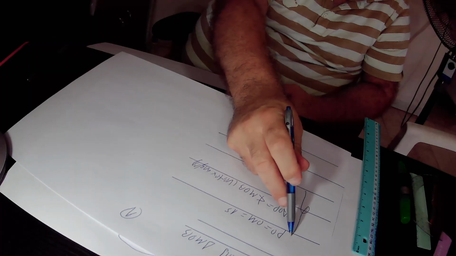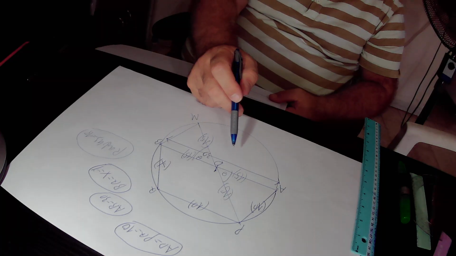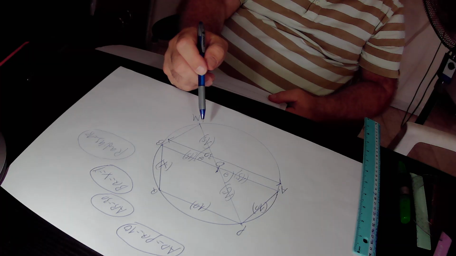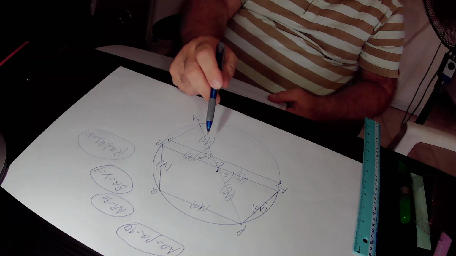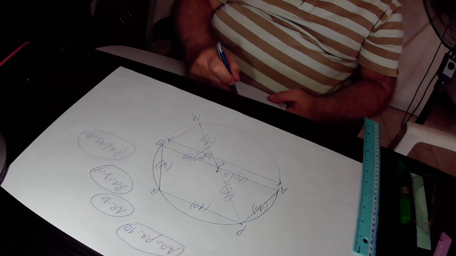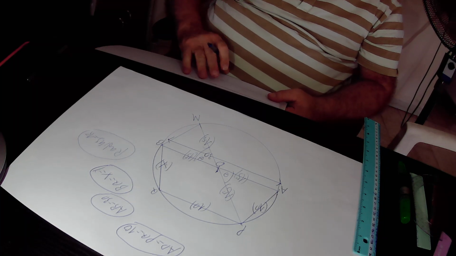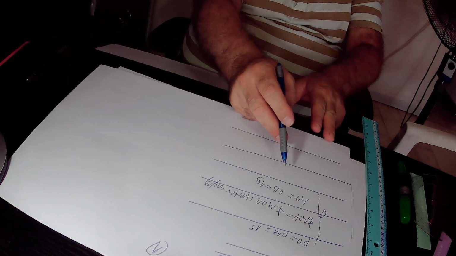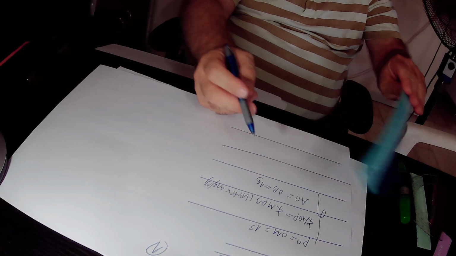And finally, side AO of triangle APO is equal to side OB of triangle MOB. They are both radii of the circle, equal to 15 units, therefore they are equal to each other. So I write it down: AO equals OB equals 15. Repeat again: side AO of triangle APO equals side OB of triangle MOB. They are both radii of the circle, equal to 15, therefore they are equal to each other.